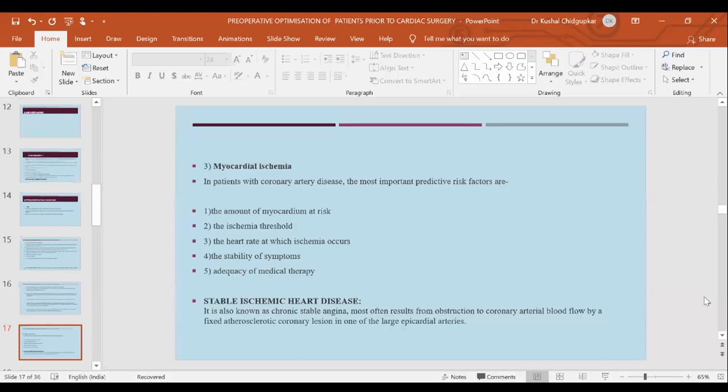So the stability of symptoms, you are indicating towards unstable angina. Is that so? Yes, sir. And you also mentioned that this is because of plaque rupture. Is there any medicine that can stabilize the plaque? Sir, any antiplatelet drugs or anticoagulants?